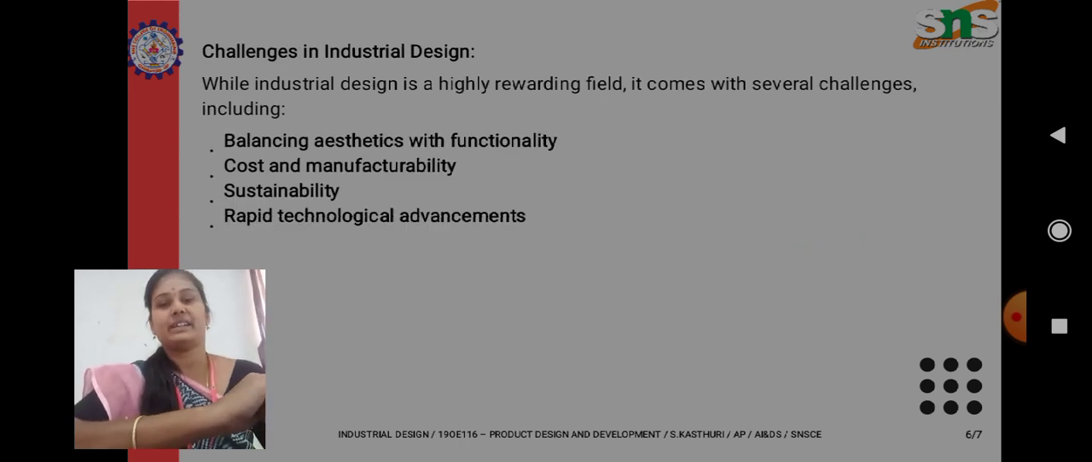The challenges we now face in industrial design: first is balancing aesthetics with functionality. Designers must create products that look good but also meet the functional needs of users. Cost and manufacturability. Industrial design must be feasible to manufacture within budget constraints, requiring careful selection of materials and manufacturing processes. Sustainability. Designers face increasing pressure to create products that are environmentally friendly, using sustainable materials and reducing waste. Rapid technological advancements. The fast pace of technological change demands constant innovation in design to stay competitive.